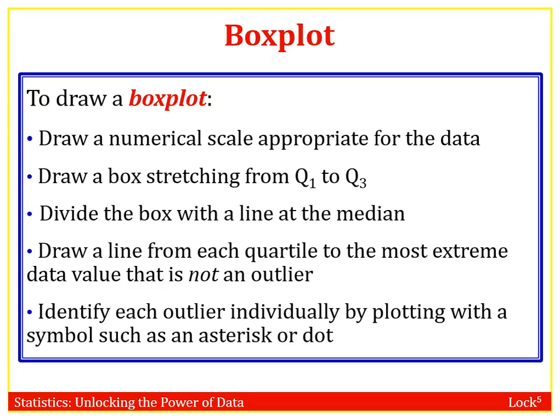You then want to go ahead on each end of the box, so like your upper quartile, your third quartile, you draw a line to the right, or going up depending upon your scale, to your most extreme data value that's not an outlier. And then you go to your first quartile, your lower quartile, and draw a line going to the left to the most extreme data value that's not an outlier.